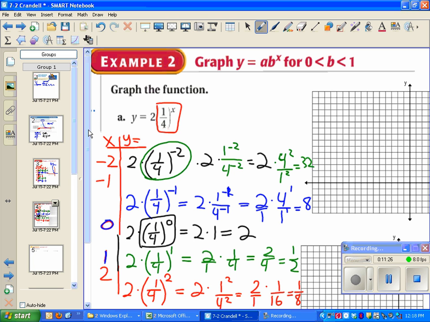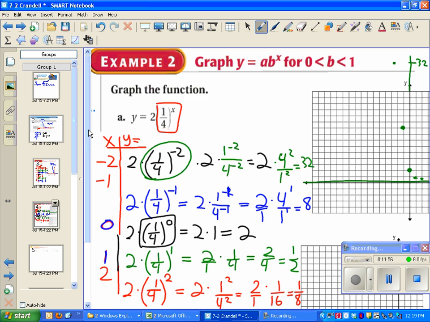So, all right, so our asymptote is still on the x-axis. We have -2 and 32. So that's a bit higher than my graph, so I'm just going to label it right here. You can do the same. For -1, that is 8. So right about there. 0 is 2. +1, I get 1/2. And then 2 is 1/8, so a little bit closer.